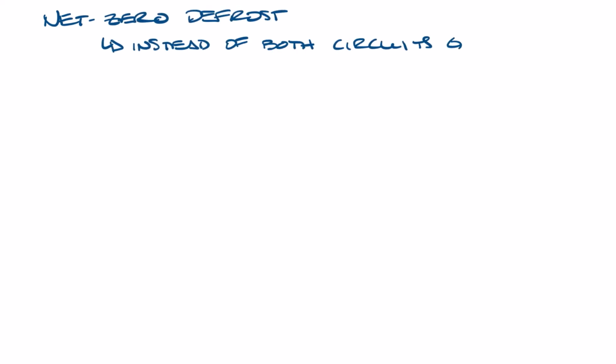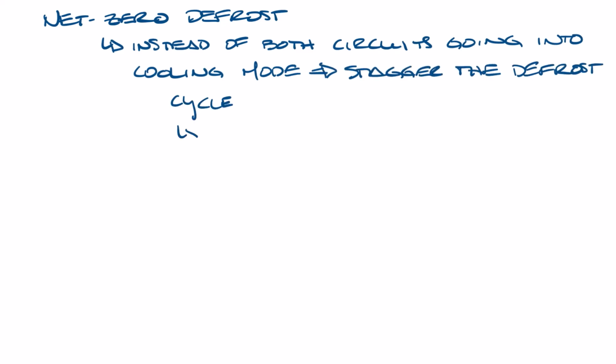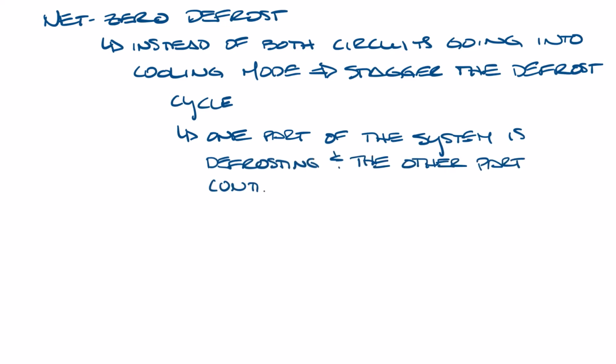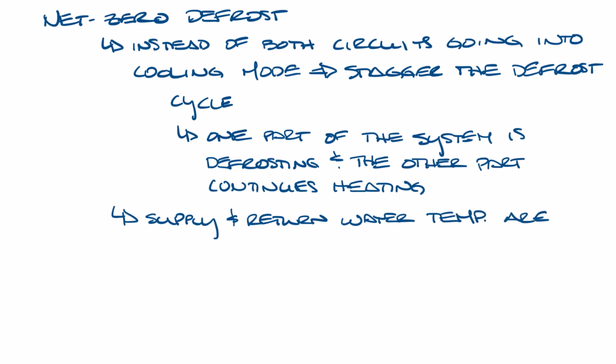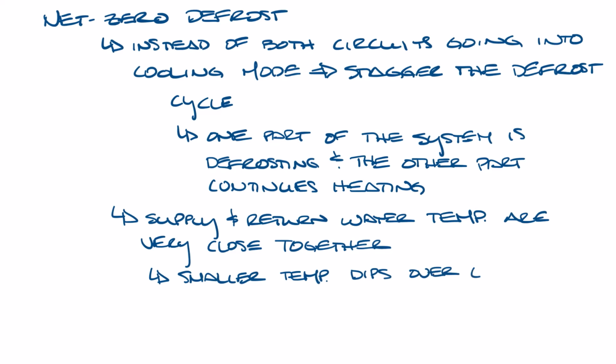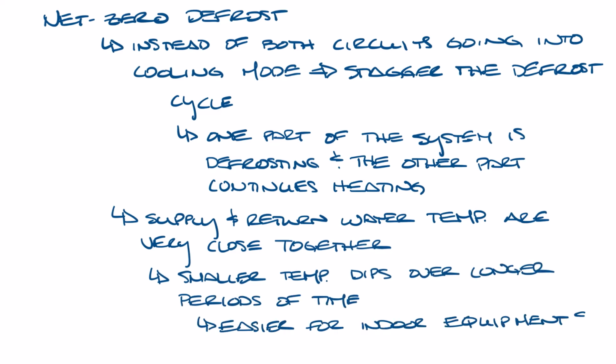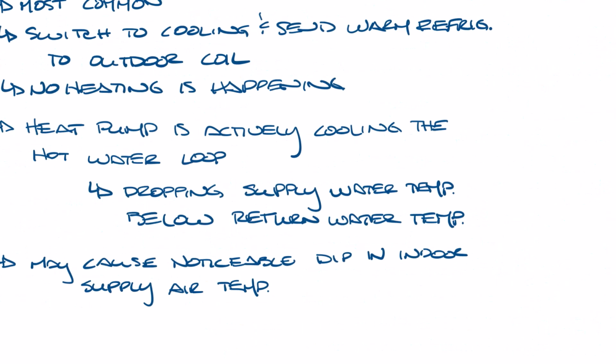Now let's slide this over and look at net zero defrost. With net zero defrost, instead of both circuits going into cooling mode, the system staggers the defrost cycle. So one part of the system is defrosting while the other part continues to heat. The result is that you get supply and return water temperatures that are very close together, smaller temperature dips over a longer period of time, which is easier for the indoor equipment to adjust to, which results in a more comfortable experience overall. So let's bring both of these back on.